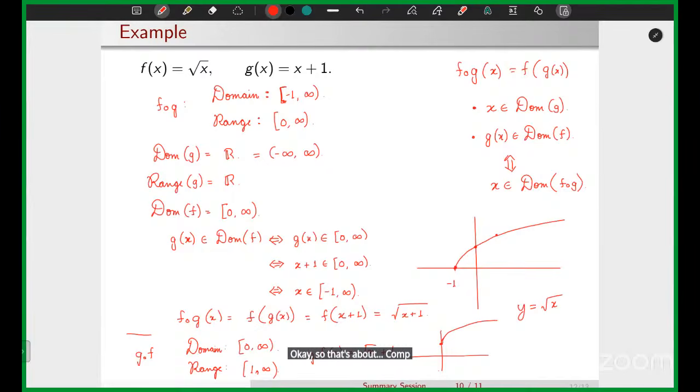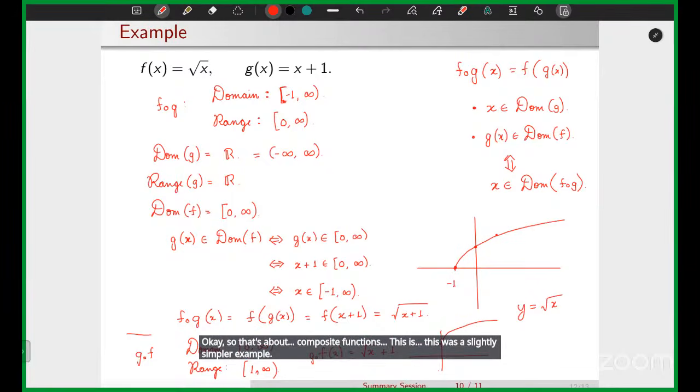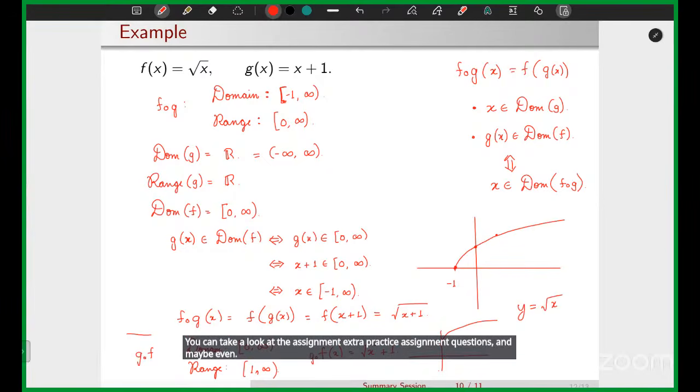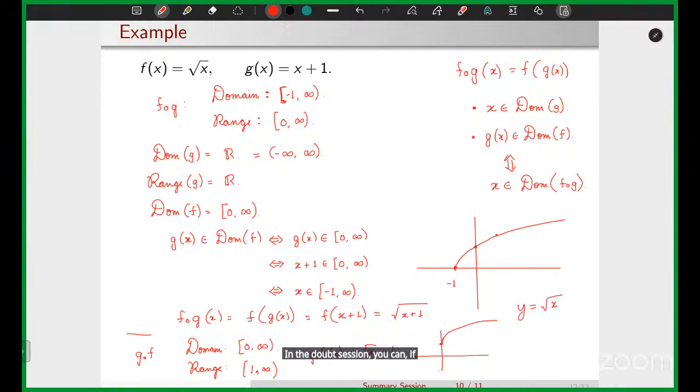So that's about composite functions. This was a slightly simpler example. You can take a look at the extra practice assignment questions, and maybe even in the doubt session, if you have examples which you could not figure out, you can bring them up there. But the idea is the same. These are the two conditions that need to be verified.